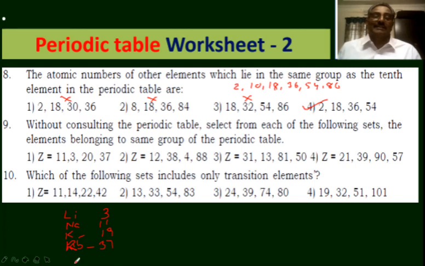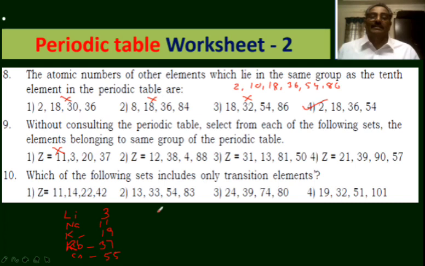The next element is cesium. For cesium, the atomic number is 37 plus 18, that is 55. Let us see this. 3, 11, 20, 37. But what did we get? 3, 11, 19, 37. So this is not the right option.